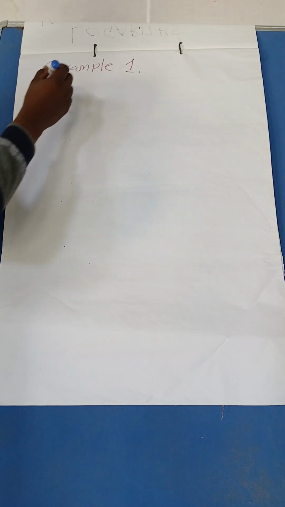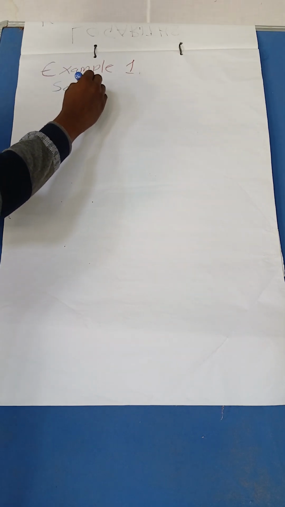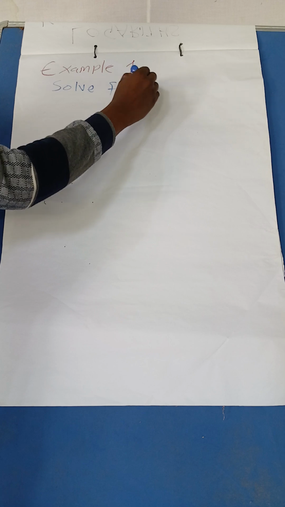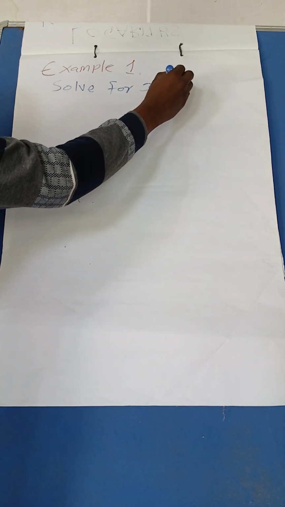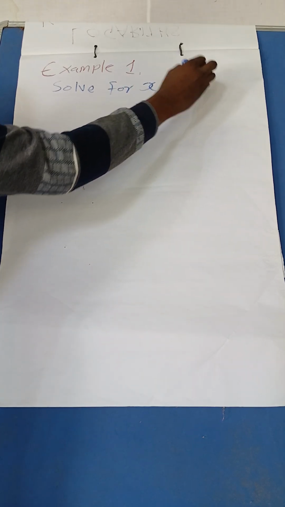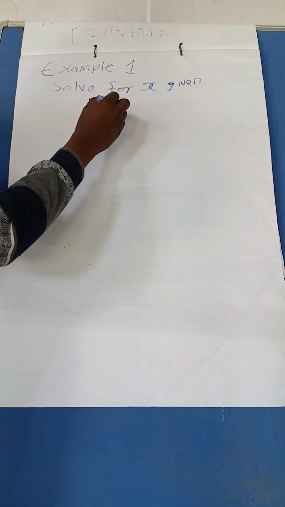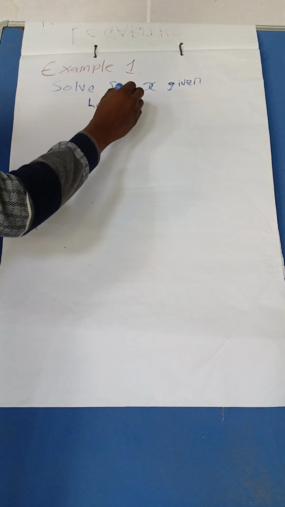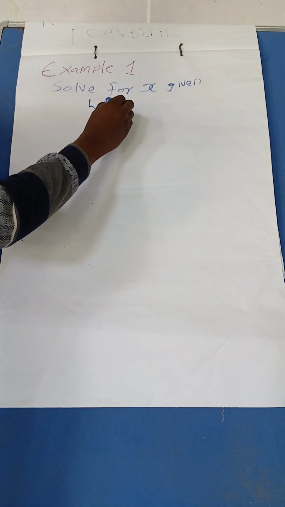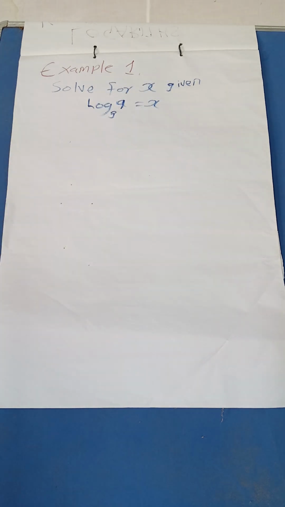Let's say we have been given, solve for x, given log 9 to base 3 is equals to x. Log 9 to base 3 is equals to x. How do you treat that? Very simple, just using the laws I've given out.